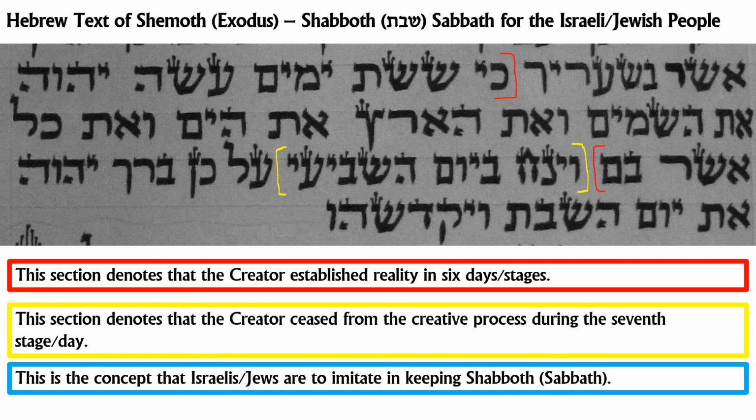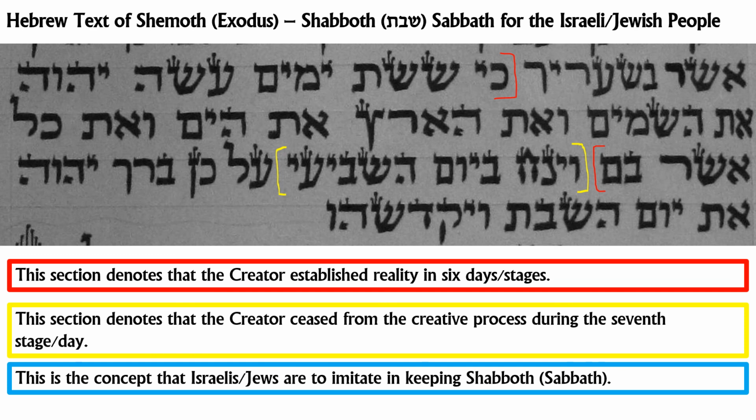Now, the next area of this is concerning the Shabbat itself. So it says, "Ki sheshet yamim asah Adonai et hashamayim v'et ha'aretz et hayam v'et kol asher bam" in the red. Then it says in the yellow, "Vayanach bayom hashvi'i al ken berach Adonai et yom hashabbat vayekadeshehu." So the red section notes that the Creator established reality in 6 stages or 6 days. And the yellow denotes that the Creator ceased from the creative process during the 7th day.